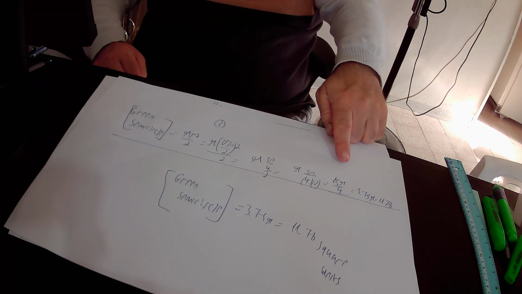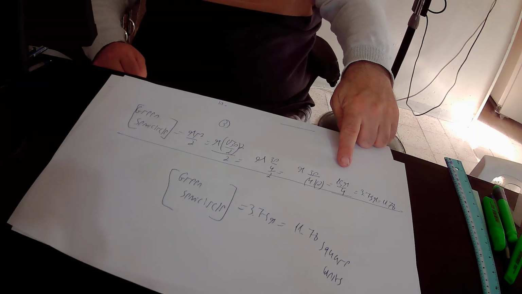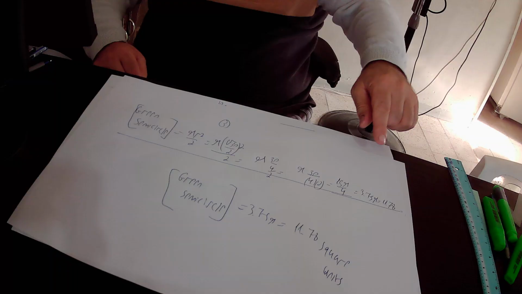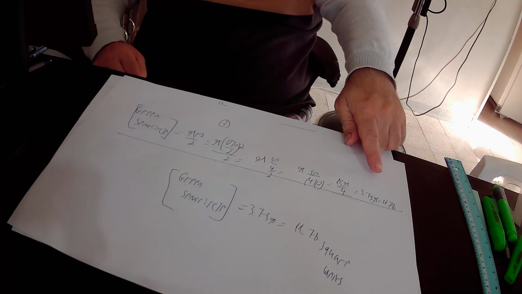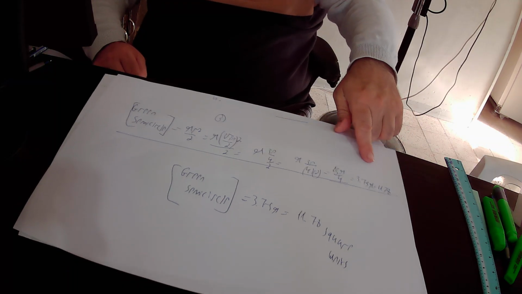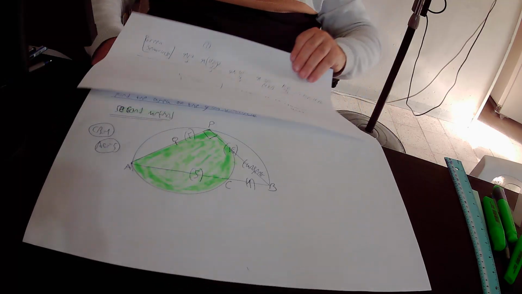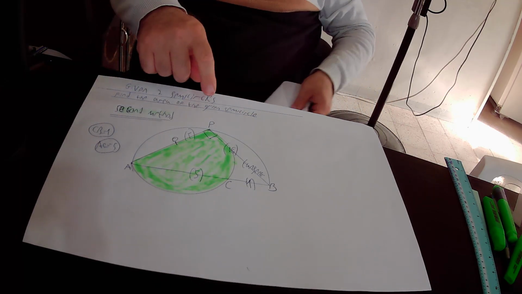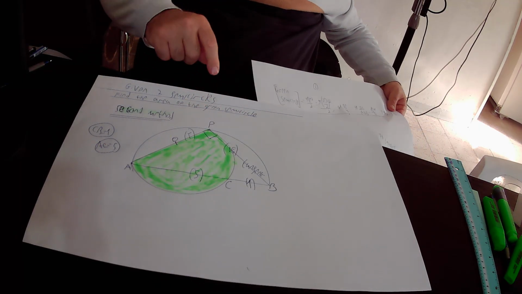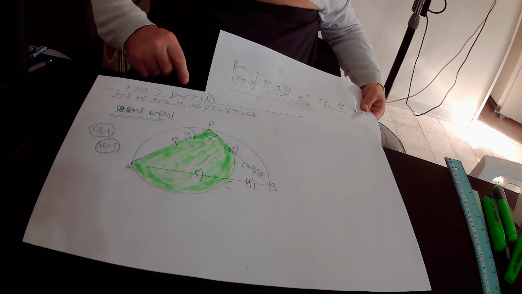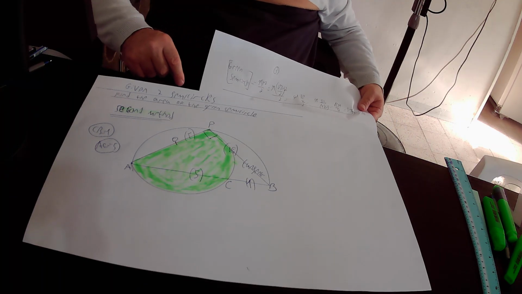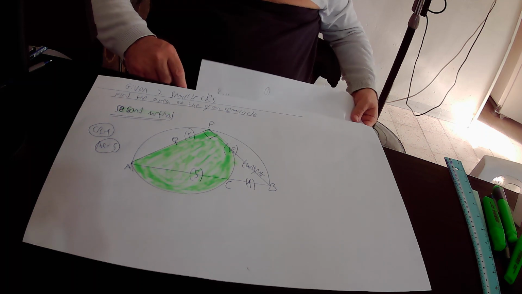15 over 4 is 3.75, therefore in total this expression equals 3.75 pi, and 3.75 pi equals 11.78. So in conclusion, in both methods, we found that the area of this green semicircle equals either 3.75 pi square units, or in terms of numbers, 11.78 square units. Okay, thank you very much.